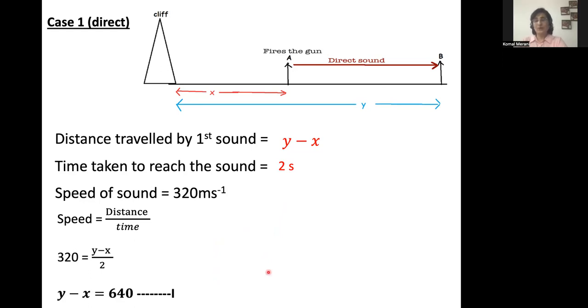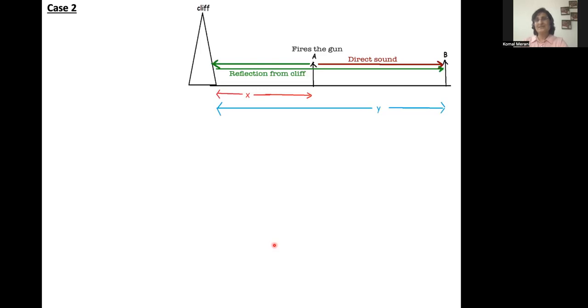We can't solve it. Why? Because we have two variables, y and x. That explains to us why they have given us two sounds or two cases, because by giving us two cases we'll get two equations and then we can solve it simultaneously. So we move on to the second case.